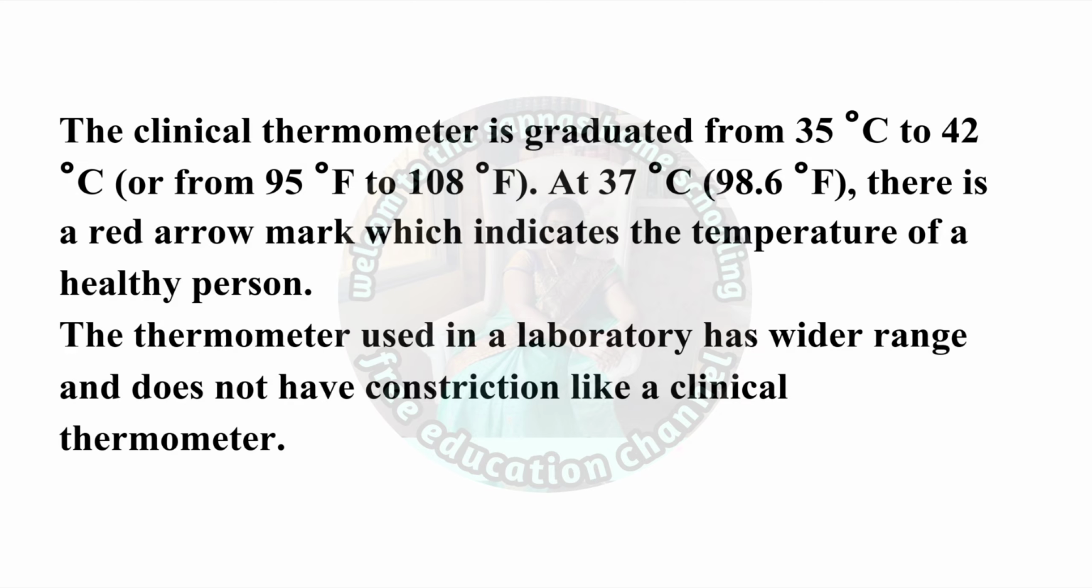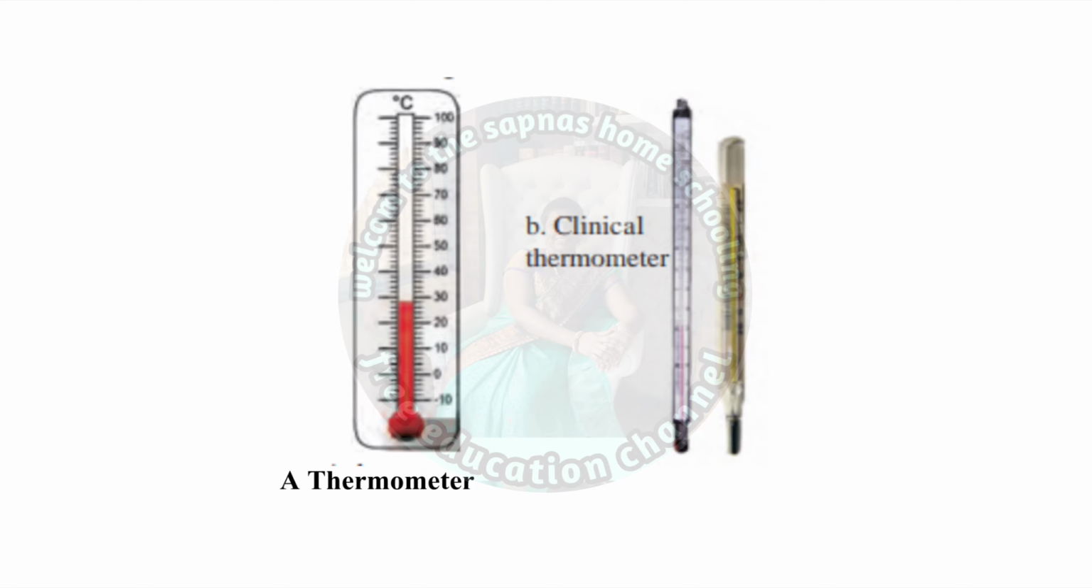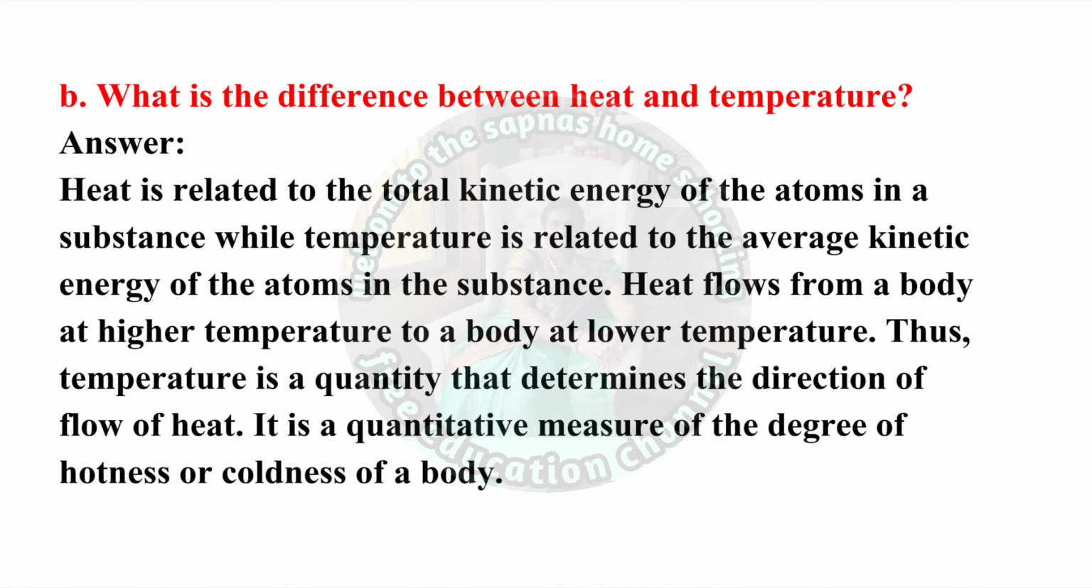At 37 degrees Celsius, which means 98.6 degrees Fahrenheit, there is a red arrow mark which indicates the temperature of a healthy person. The thermometer used in a laboratory has a wider range and does not have a constriction like a clinical thermometer. So you can see the images.